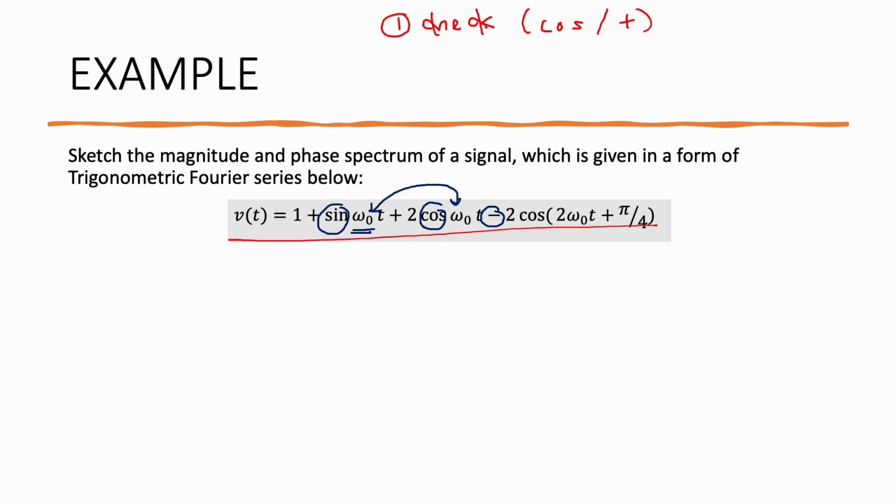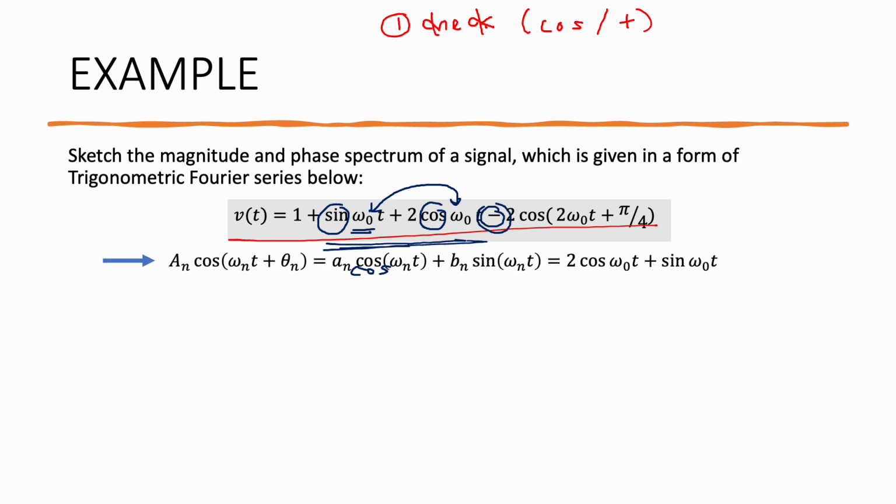Alright, so there are two things that we need to do. First, we need to combine sine and cosine that has the same frequency to become one equation of cosine. Next, to change this negative to become positive. So this is our objective.